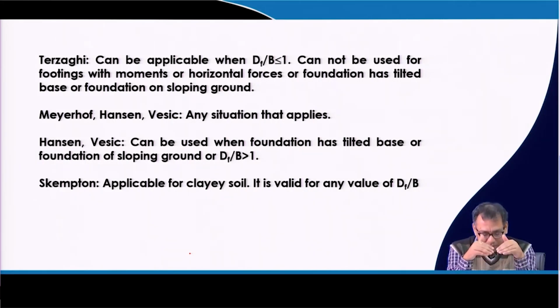So, that means Meyerhof, Vesic and Hansen you can use for all the conditions, even you can use these Vesic and Hansen equations if Df by B is greater than or equal to 1 also. And you can use them for tilted base, foundation and sloping ground, as I mentioned. And the Skempton equation you can use for clayey soil, and it is valid for any depth of Df by B. So, that means the Skempton is for the clayey soil.